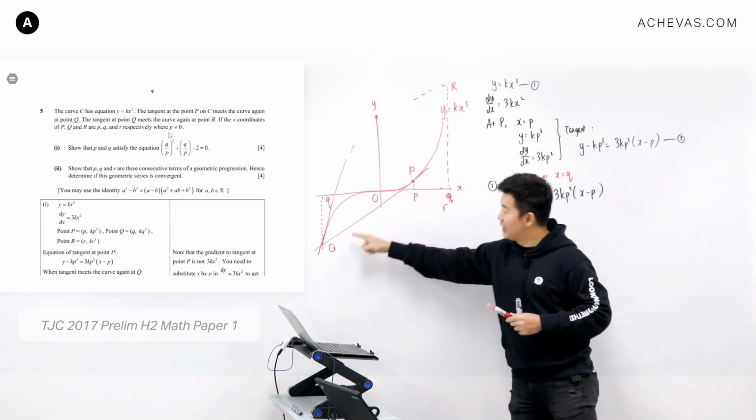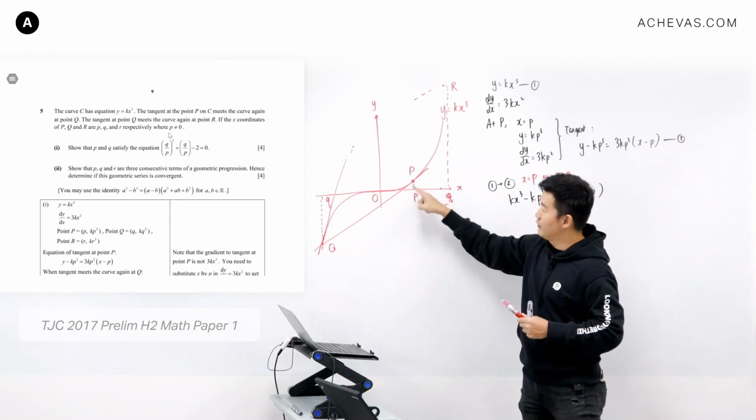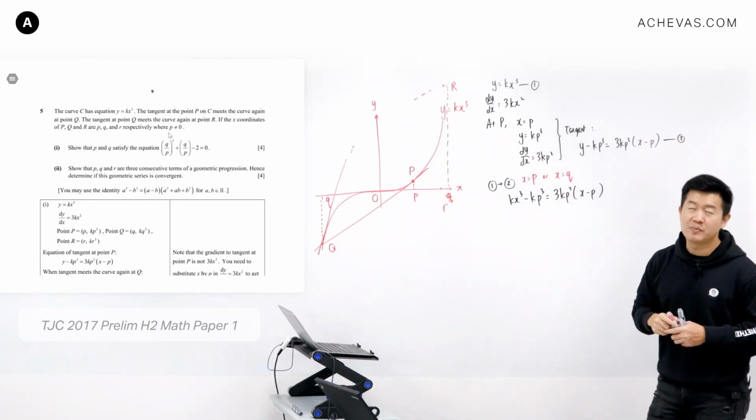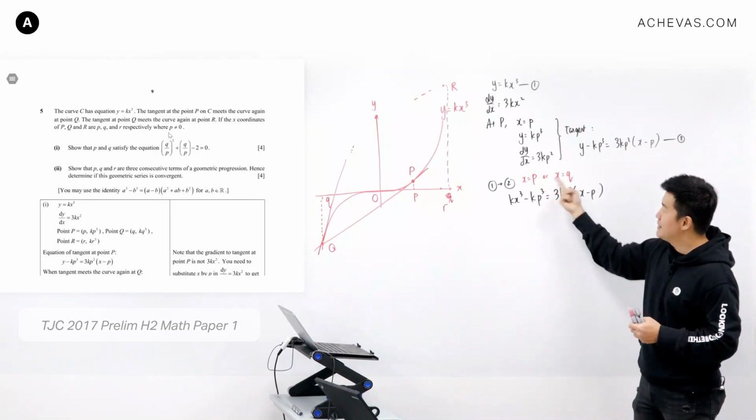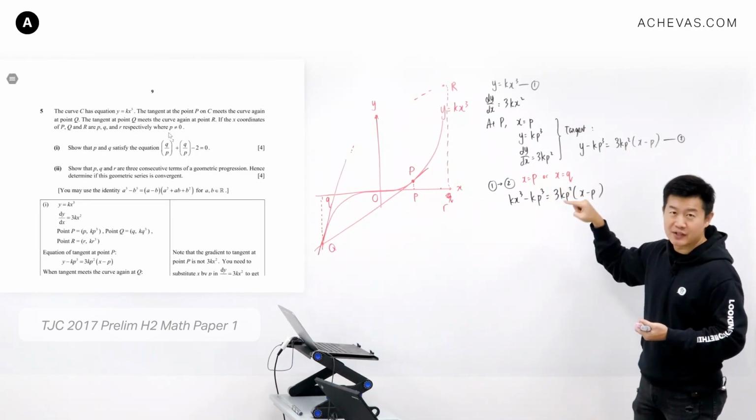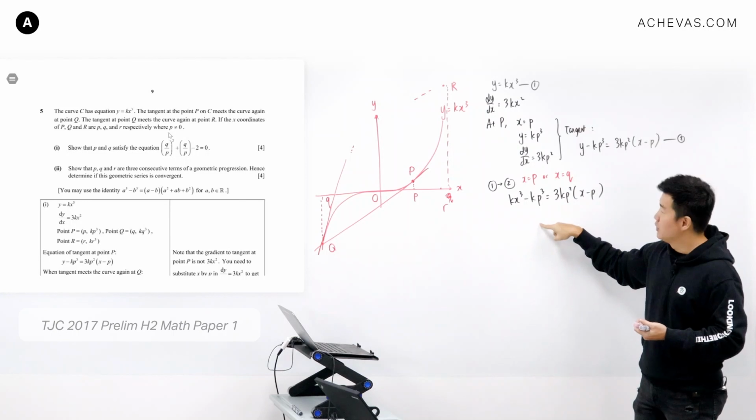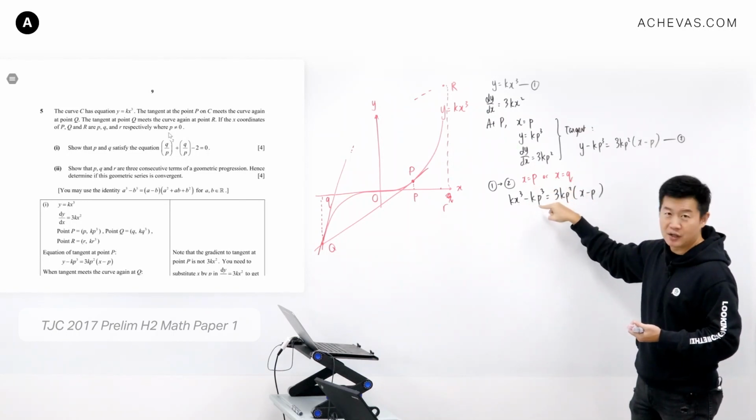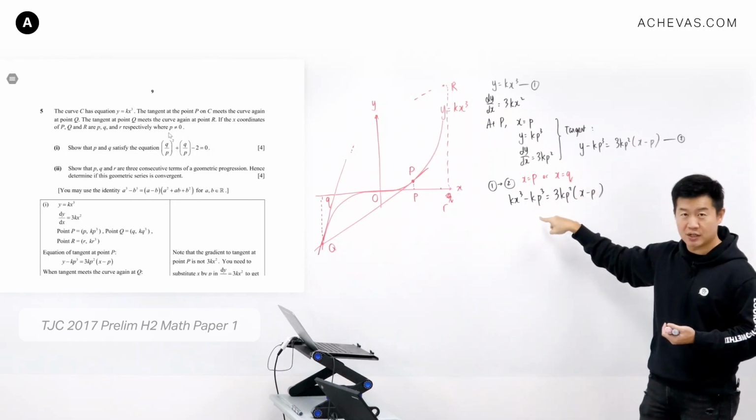Because this line and the original graph are going to be intersecting at two points, one at P and one at Q, which means that since these are roots, they will satisfy the equation. So I can either sub P into here or sub Q into here. I will definitely sub Q into here, right?